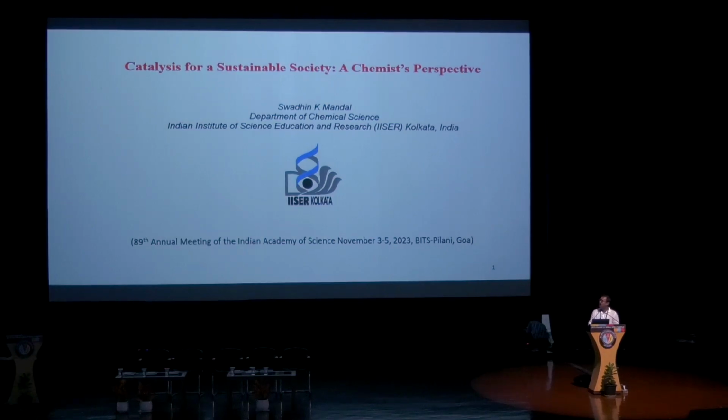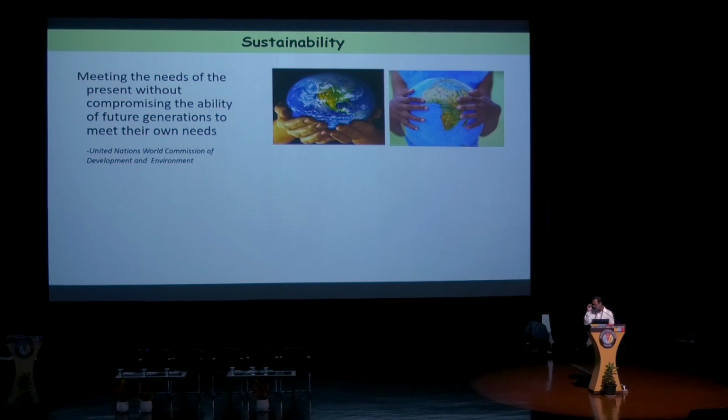So let me define what sustainability means. I'll take the definition made by the United Nations World Commission on Environment and Development: meeting the needs of the present without compromising the ability of future generations to meet their own needs. So that's the definition of sustainability. We need to make sure that we are not taking all resources and not leaving nothing for our next generation.